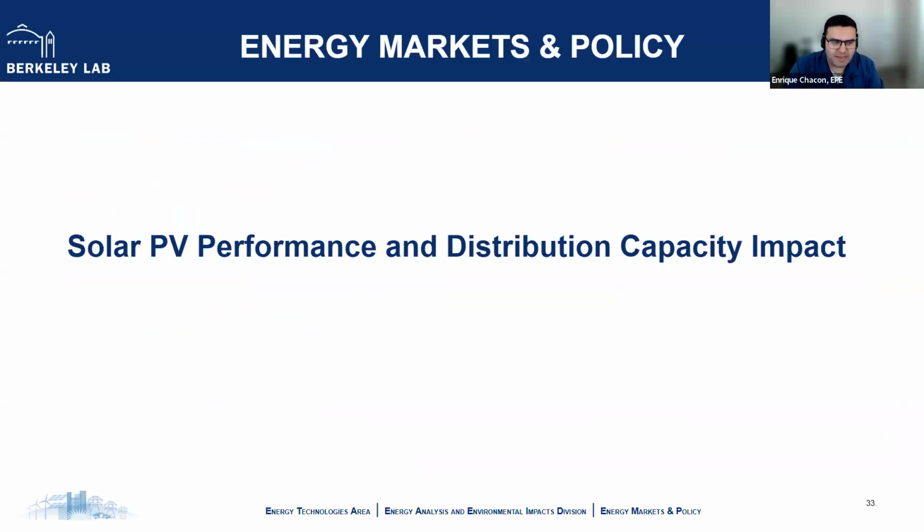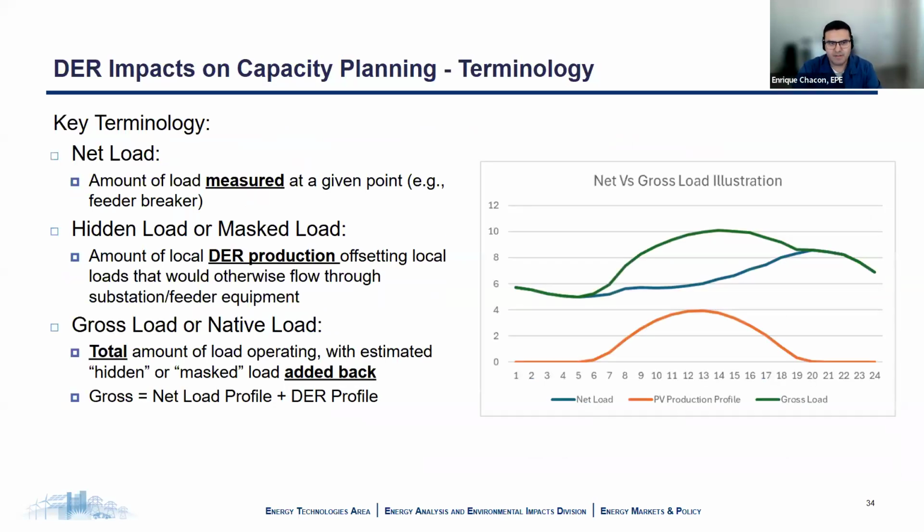Okay, so now we're going to pivot into a discussion of solar PV performance and distribution capacity impact. Next slide. Okay, so a couple of terminologies should be considered. Net load is the amount of load measured at any given point, like the feeder breaker. You also have the concept of hidden load or masked load. That is essentially the amount of load that DERs are offsetting, but it's not quite as obvious. There does need to be some reverse engineering to unmask the masked load as a result of the DER. And there's also the concept of the gross load or the native load.